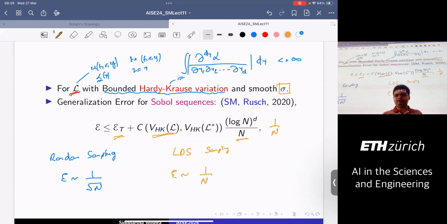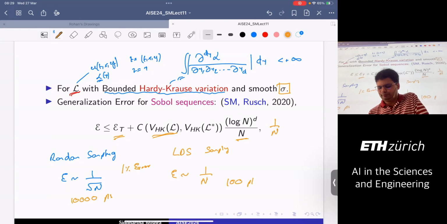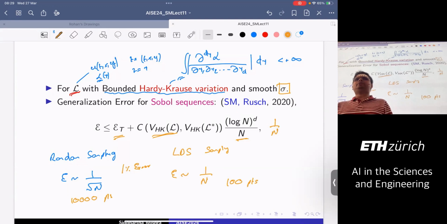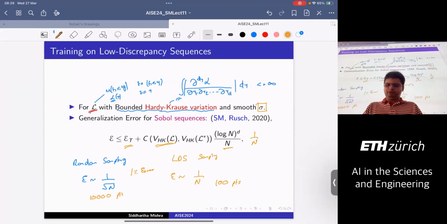Of course, for 1% error, the random sampling required 10,000 points, because 1% is 1 over 100. This, on the other hand, requires 100 points. So 1 over square root of n versus 1 over n may not seem like much, but when you do the math, you really get a lot of benefit. If each sample takes about 10 minutes or 2 minutes to generate, like we did for the airfoil, a factor of 100 is quite a bit of saving, right? And in 3D, it's even much more serious.